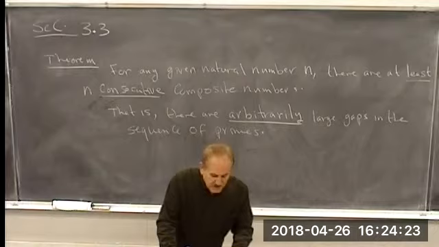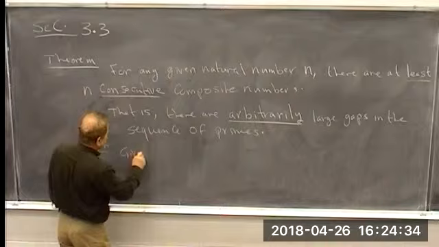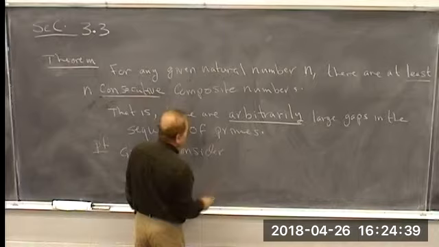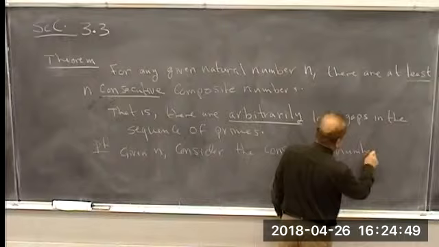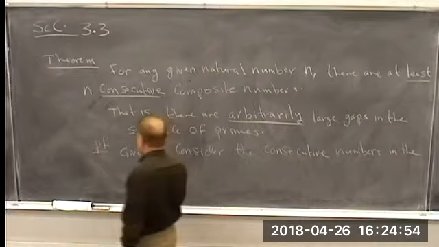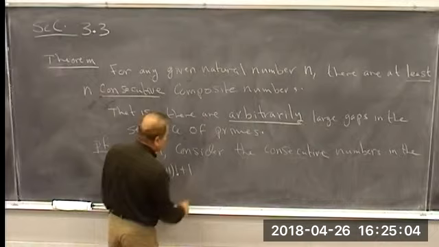Alright, the proof of this theorem is actually very simple. So we are given this n. Now we're going to consider consecutive numbers in the list, which is we're going to start with n plus 1, and we're going to take the factorial of this plus 1. So we actually need to start with 2.